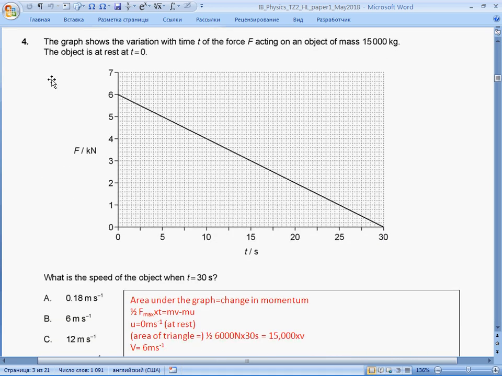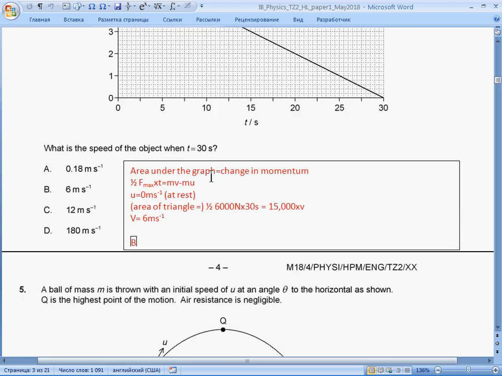The graph shows the variation with time of the force acting on an object. The object is at rest at time 0. So the area under this graph equals impulse, or change in momentum. The area of a triangle is half height times base. Height here is F and base is T. And change in momentum is mv minus mu. u is 0, so we get a formula for v. We solve it for v, and the answer is B.